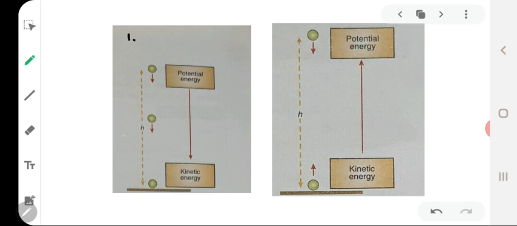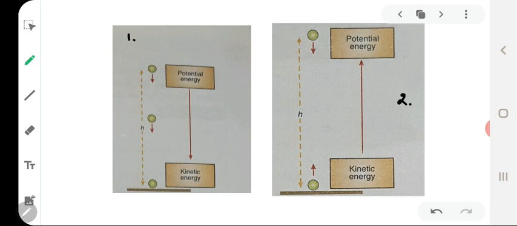Again, what kind of energy transformation takes place when a body is thrown up? When a body is thrown up, its velocity gradually decreases as it goes up due to the downward pull of the earth. As a result, its kinetic energy decreases and its potential energy increases gradually as the body goes up. This continues until a certain height.